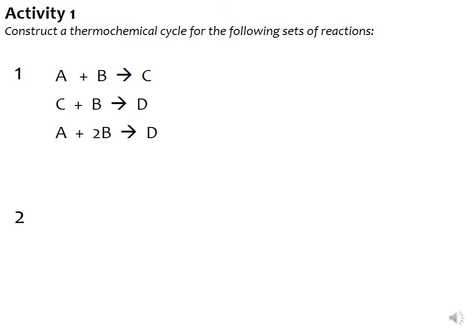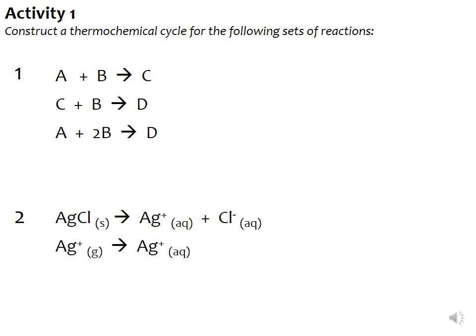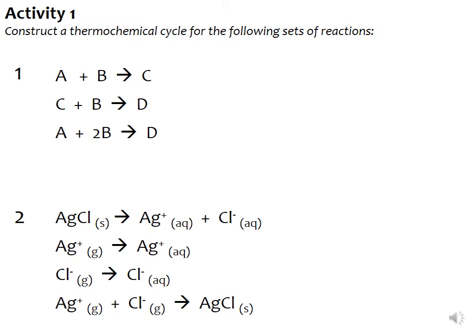And then number 2, this actually is a bit linked to year 2, but I want you to have a go now. Solid silver chloride can dissolve in water to form aqueous silver plus and aqueous chloride minus. Silver plus gaseous can dissolve to form Ag plus aqueous. Cl minus gaseous can dissolve in water to form Cl minus aqueous. And Ag plus gaseous can react with Cl minus gaseous to form AgCl solid. Don't worry about all of those processes. All I want you to do is for both of those sets of equations to see if you can link them together in a cycle.